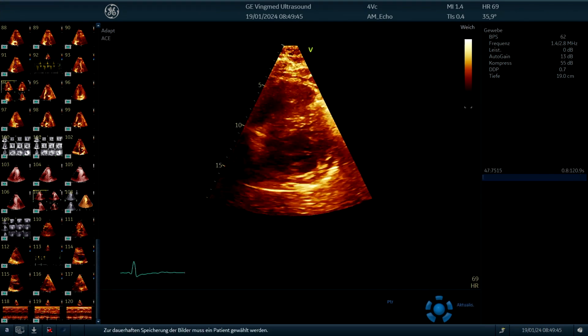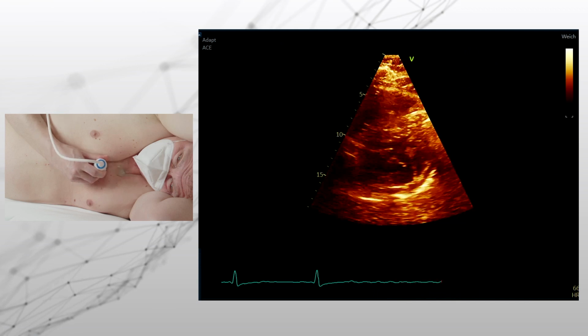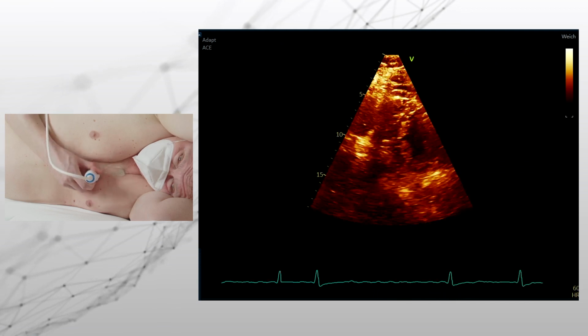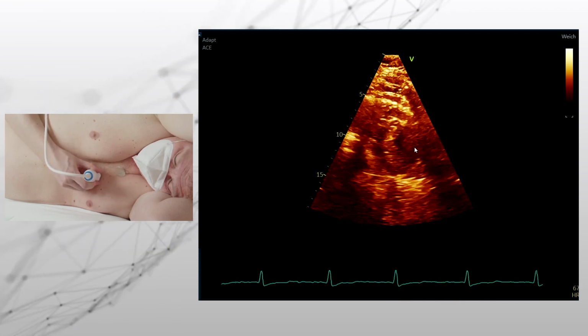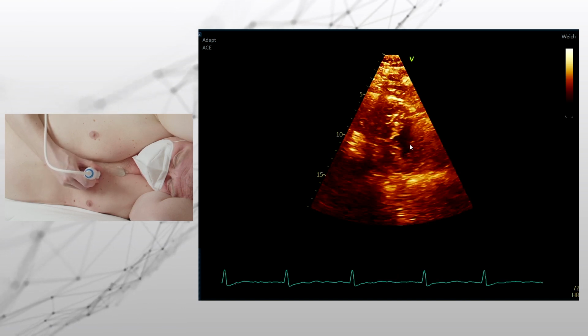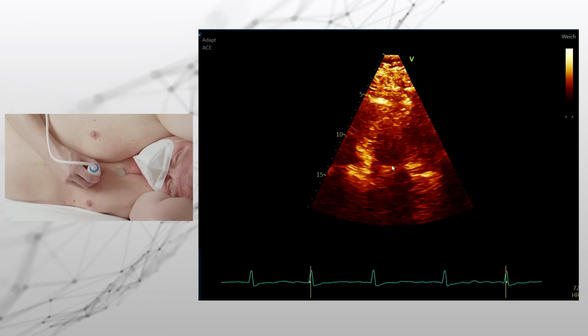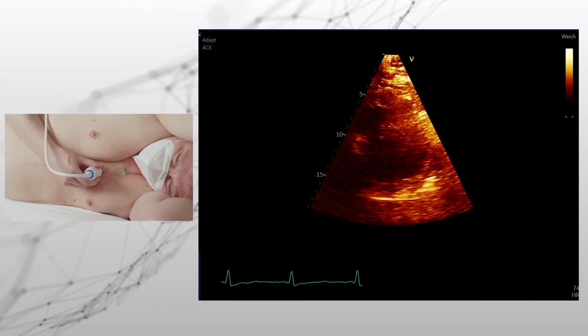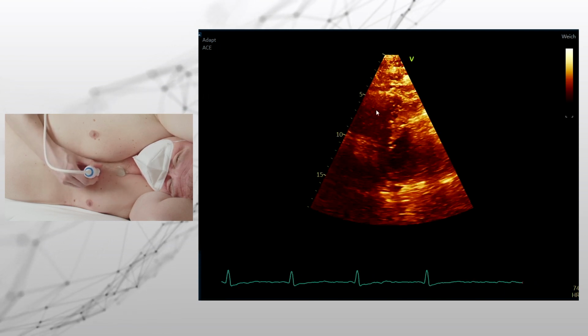Then continuing, we have now the mitral valve. We continue towards the papillary muscles. We have here the papillary muscles, the posteromedial and the anterolateral papillary muscles over here, and then we can even tilt downwards until the apex. We do also see the right ventricle over here.